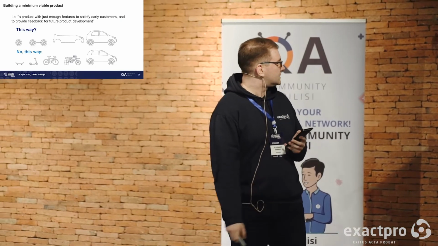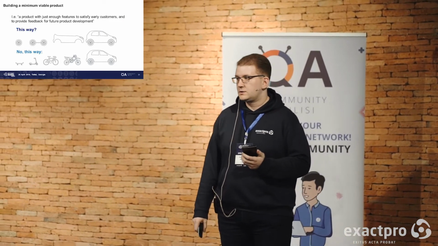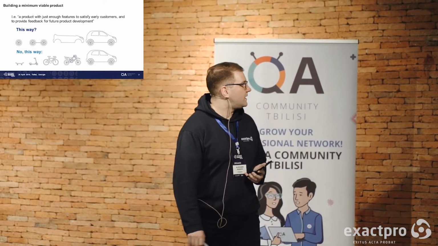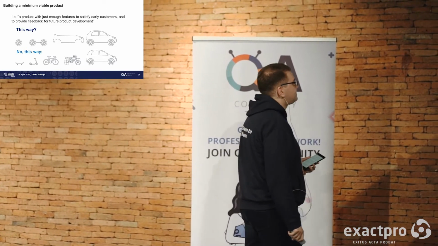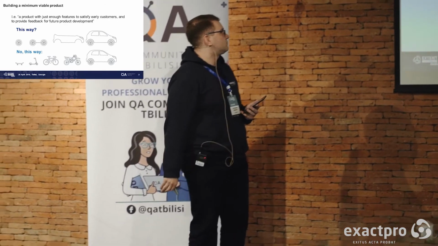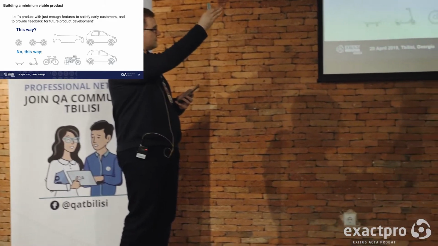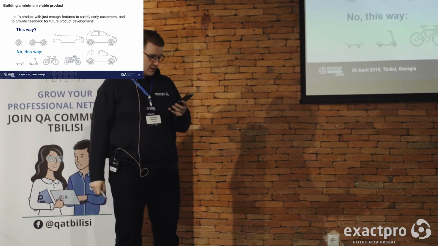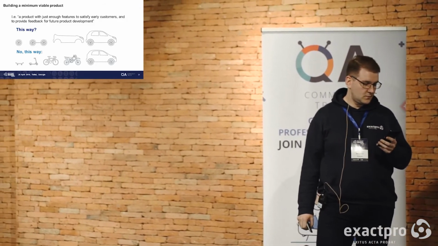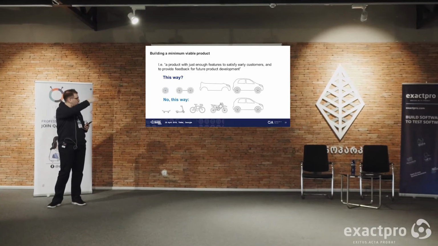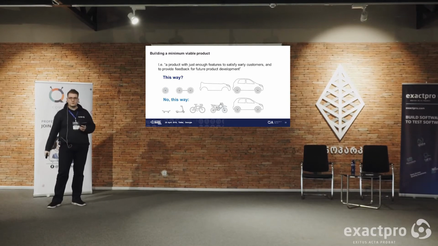So, the last limitation of BDD: let's talk about how to build a minimum viable product. There is a good meme on the internet about how to create your startup. This meme shows that you should not do it this way, but you should do it that way. On the picture above, you have one wheel, then at the next stage you have two wheels, then you have a car body, and finally you have a car.